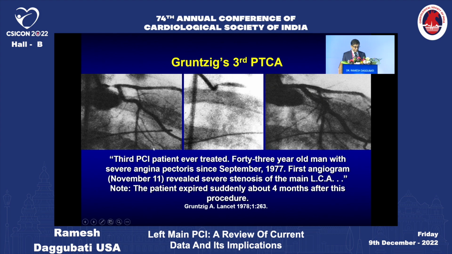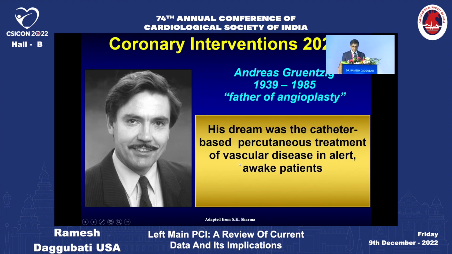Andreas Gruentzig's third PTCA was supposedly a left main disease in September 1977, in a patient with severe angina pectoris, and the first angiogram revealed severe stenosis of the left main coronary artery. The patient expired suddenly about 4 months after this procedure, and that's probably the reason he was always recommending not to stent left main. His dream was a catheter-based percutaneous treatment of vascular disease in alert and awake patients with utmost safety, appropriateness, and ambulatory procedures.